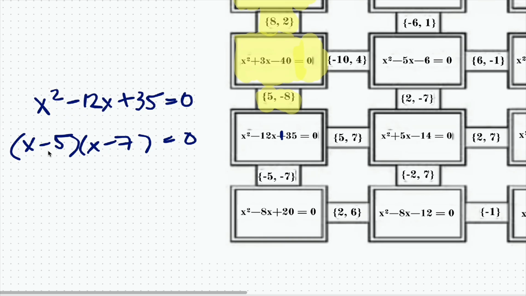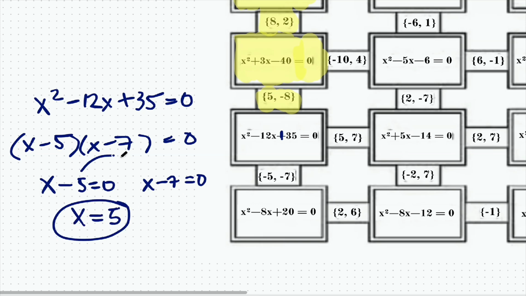Okay, so x minus 5, then x times x minus 7. Negative 5 times negative 7 is positive 35. Negative 5 plus negative 7 is negative 12. So x minus 5 equals 0. X minus 7 equals 0. So our answer would be x equals positive 5, then x equals positive 7.